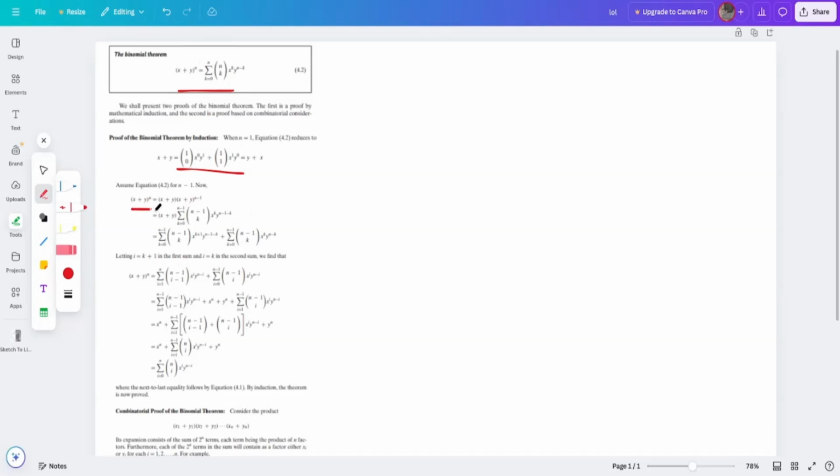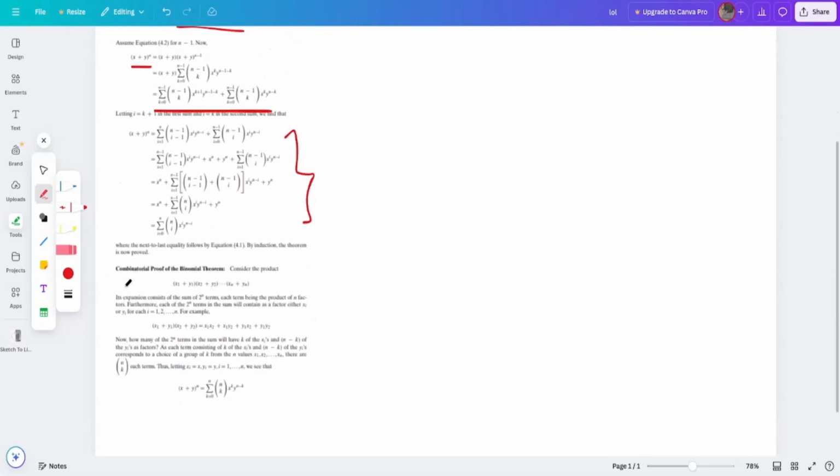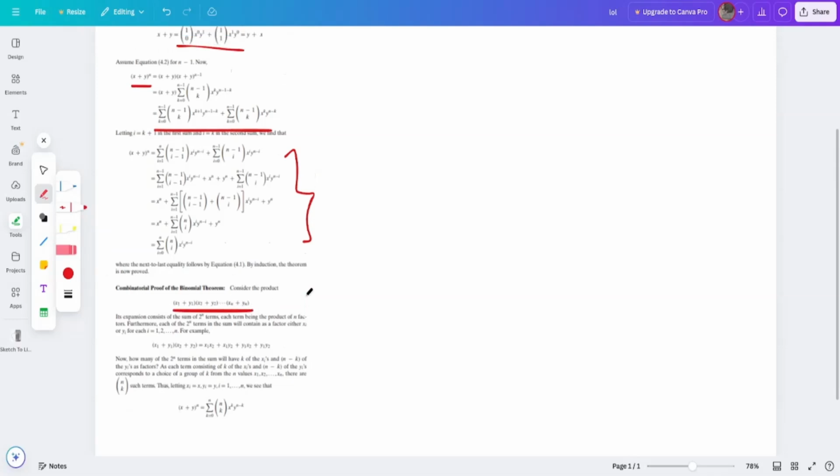They are considering that the case for n is true. Now they took the case for n plus 1. I am not going in depth into the proof here, you can read the proof, and then they proved this is true. So by induction it is proved. You can also prove it by a combinatorial proof.